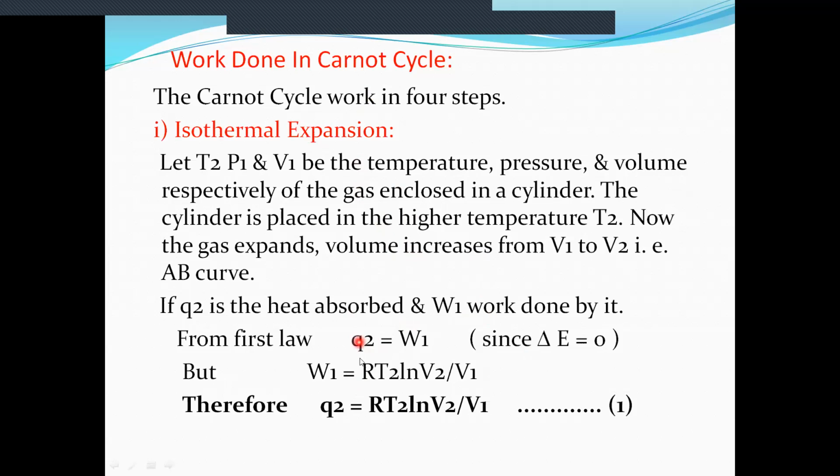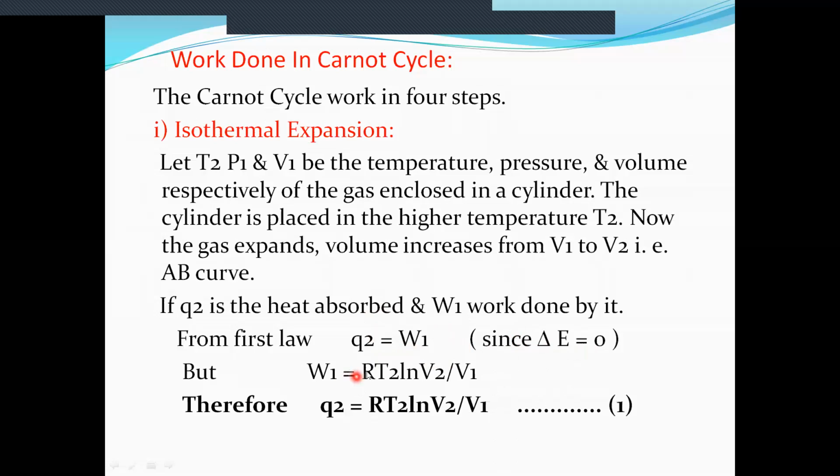But instead of Q, we have taken Q2, and instead of W, we have taken W1. Here Q2 is the heat absorbed and W1 the work done. So Q2 is equal to delta E plus W1. That is the first law equation. Now in this equation, put delta E equal to 0. Then we get Q2 is equal to W1, since delta E is equal to 0 because it is an isothermal process.